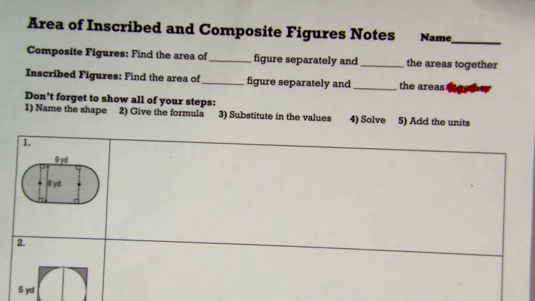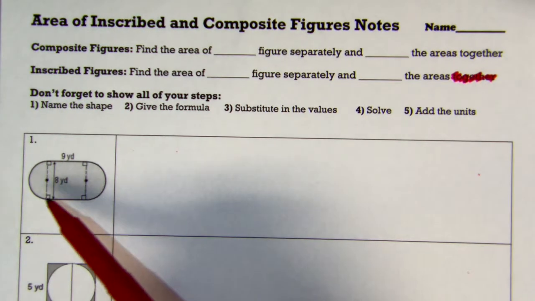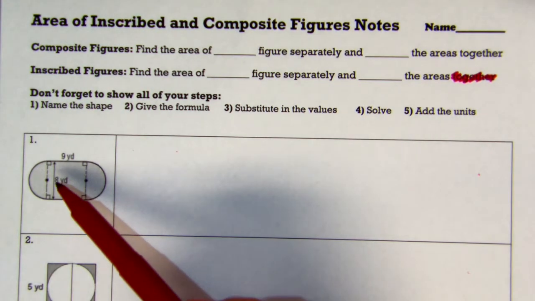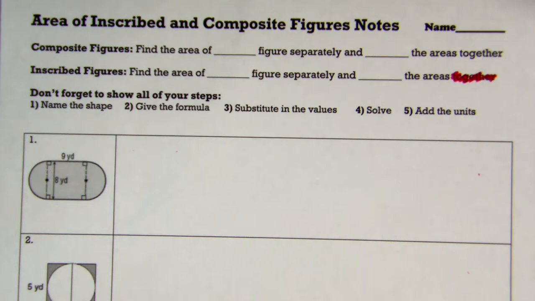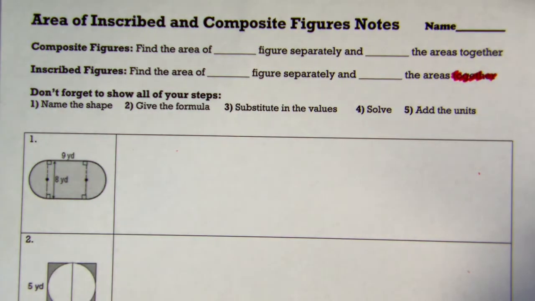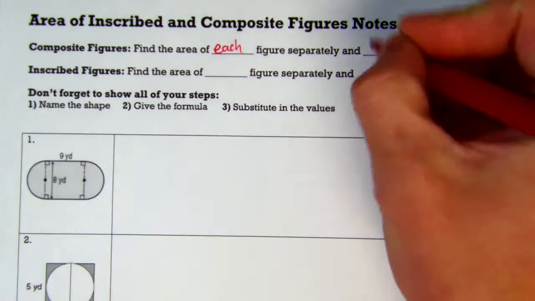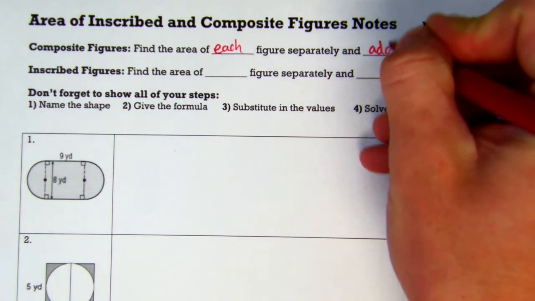Alright, today's lesson is on the area of inscribed and composite figures. Our composite figures are figures that have the whole thing shaded in, and we have different shapes. We're going to be finding the area of those, the whole shaded area. For composite figures, we're going to find the area of each of our figures separately, and then we're going to add the areas together.